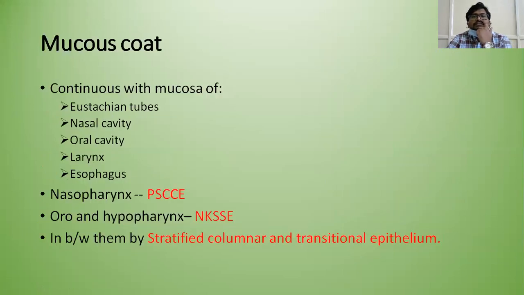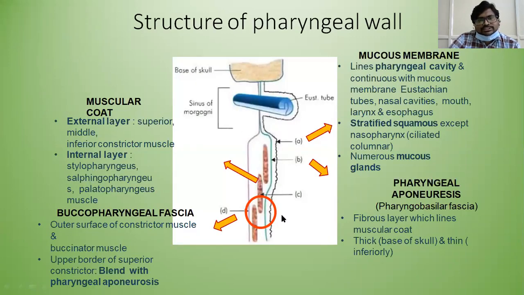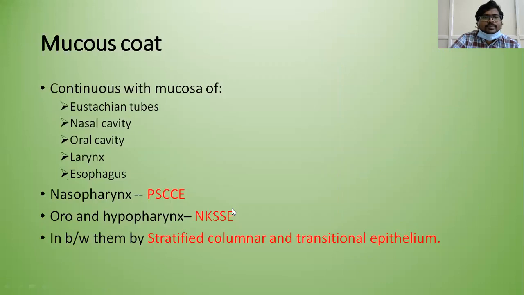Now we'll discuss these structures in detail. See, this is the sagittal section of the pharyngeal wall. You can see this is the innermost layer, the mucosa. This is the pharyngobasilar fascia. You can see the constrictor muscles are circular muscles, the superior, middle and inferior constrictors, and the outermost layer is the buccopharyngeal fascia or the serosa.